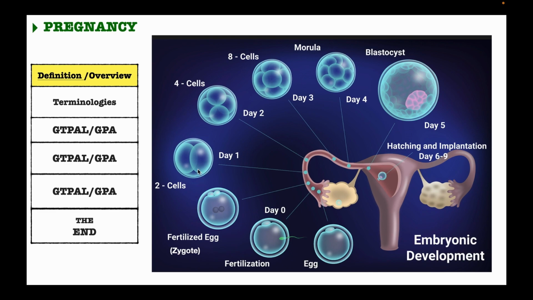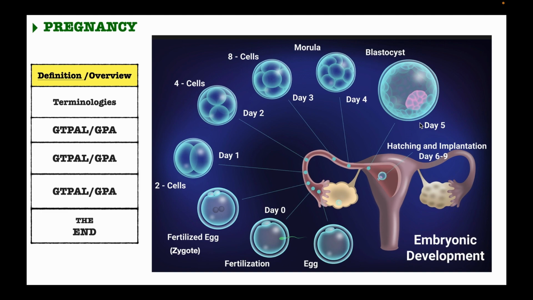And so by day one, we are going to have two cells. By day two, we have four cells. Then we have 8 cells. Then we also have 16 cells, and so on. And so we get a cluster of cells called the morula by day 4. Now, as the morula approaches the uterine cavity, a fluid-filled cavity forms within the morula to become the blastocyst by day 5.